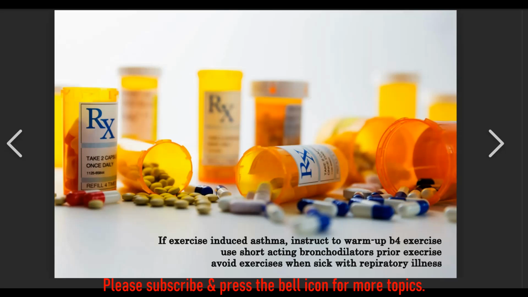Now, what if the triggering factor is exercise induced? You have to instruct the patient to warm up before exercise, use a short-acting bronchodilator, a beta-2 agonist, before exercise, and avoid exercise when sick with a respiratory illness.